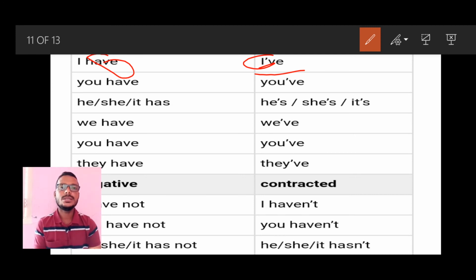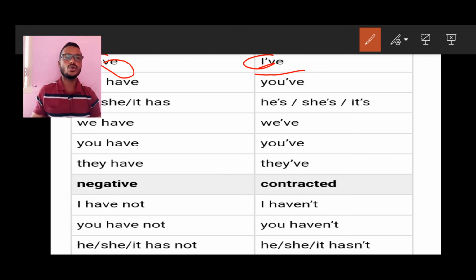With he, she, it, we use has helping verb. With the singular, we use has helping verb. With the plural, we use have helping verb. We have, you have, they have. He, she, it has. I have and you have. This is how we use them, and these are the short forms. You can note it down in your notes also.